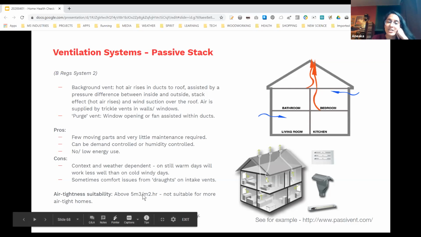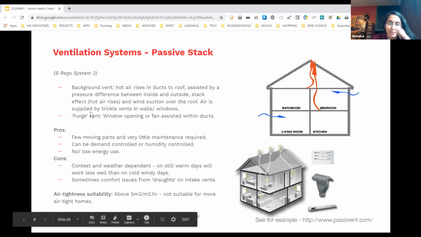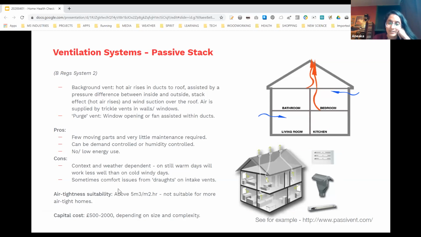But again, it's not really suitable for an incredibly airtight house. It's probably suitable for most normal houses that haven't had lots of airtightness work, and they don't cost huge amounts, but they're not cheap either. So it's not the most expensive system.